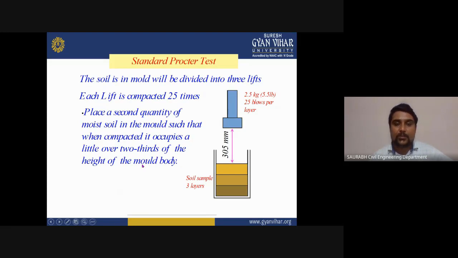The soil in the mold will be divided into three lifts. Each lift is compacted 25 times. Place a second quantity of moist soil in the mold such that when compacted it occupies a little over two-thirds of the height of the mold body. As you can see here, this is your height, and this is the weight of the hammer, and this is the number of layers, which is equally divided into each part, and you have to put 25 blows per layer on this sample.